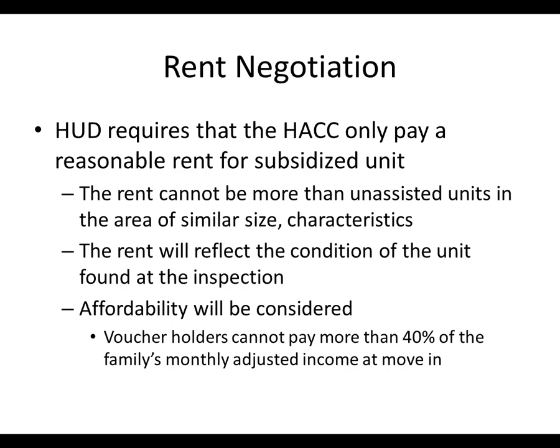Once the housing specialist has the passed inspection, the housing specialist will conduct a rent reasonableness comparison and determine a final rent offer to the landlord. They will consider other units in the area that are not assisted, the characteristics and the condition of the unit, and they will look at the affordability requirement that the family may not pay more than 40% of their monthly adjusted income at the time that the family is moving to the unit.